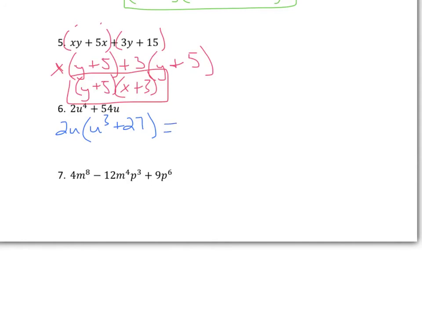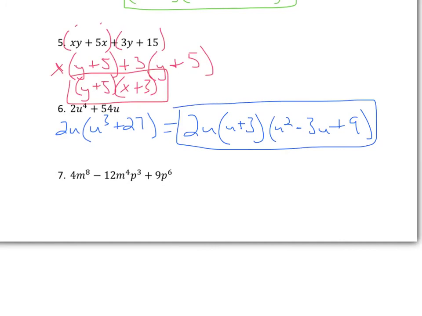We can expand that. So we leave our 2u. Now, since it's a plus, we're going to have u plus 3 times the quantity of u squared, remember, minus ab, minus 3u plus 9. This is the factored version. Okay? And lastly, this one's a little bit tougher because you've got multiple different variables and exponents.